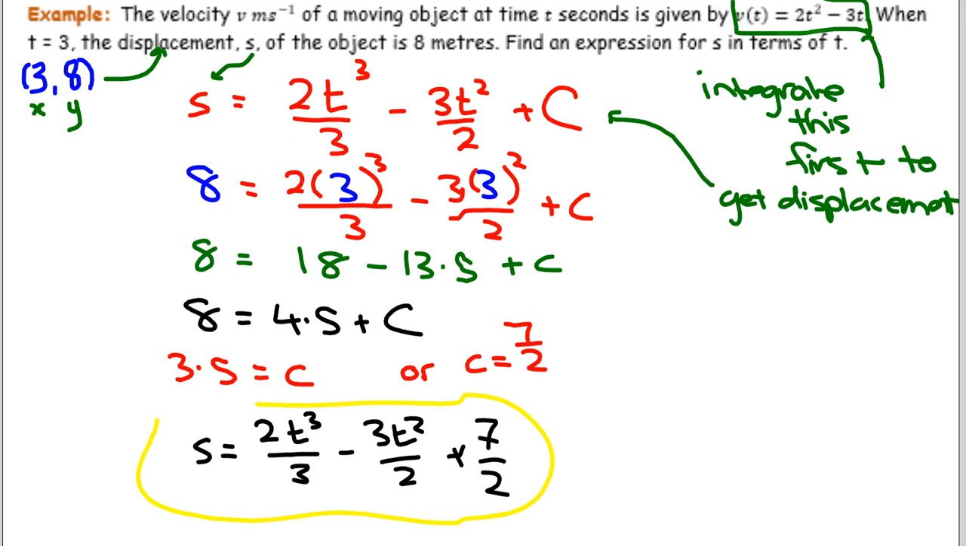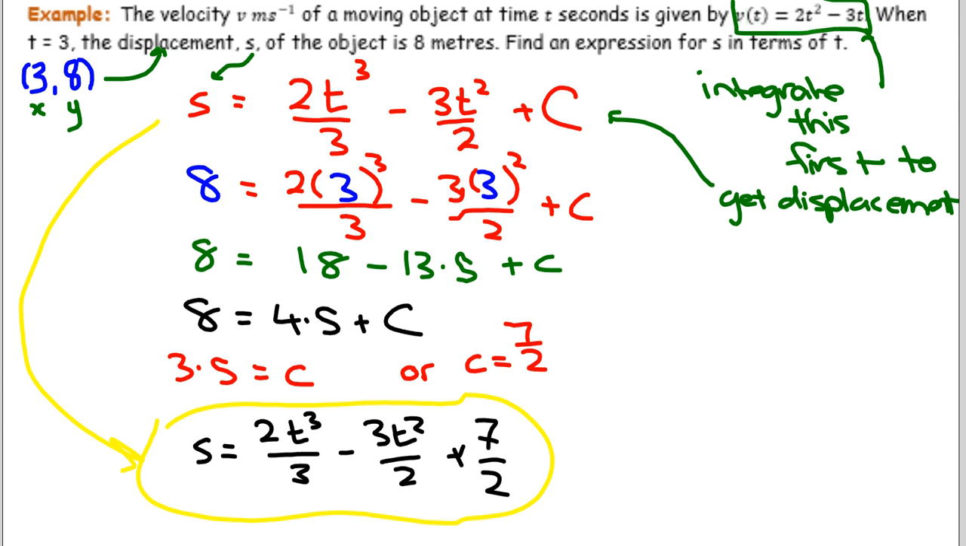Right. So notice because they wanted the final thing, I've just rewritten that with the C subbed in. Could you also write it 2T cubed over 3 subtract 3T squared plus 7 over 2? Yeah.